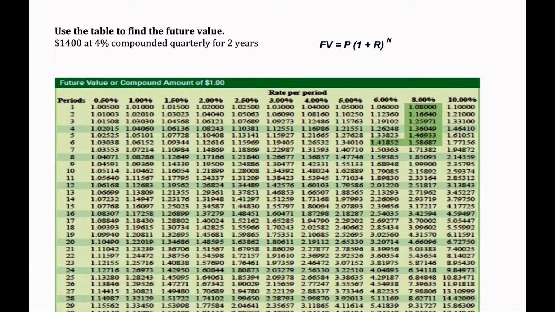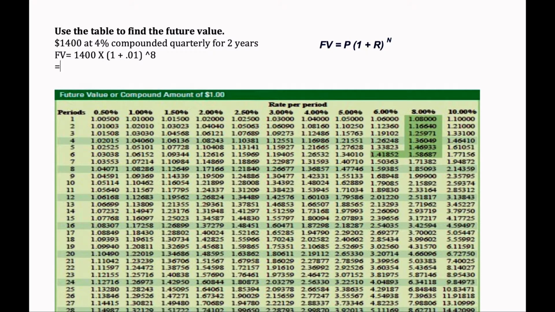So let's get started. As per our question, future value will then be 1400 multiplied by 1 plus 1%. So 1% divided by 100% equals 0.01, raised to the power of 8. In your calculator, you should get $1515.99.